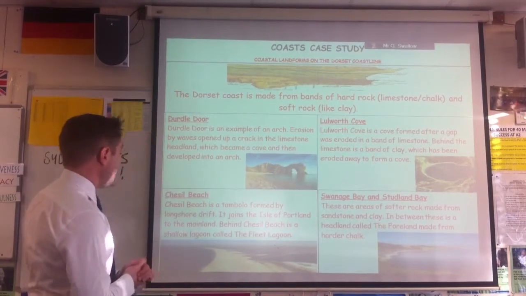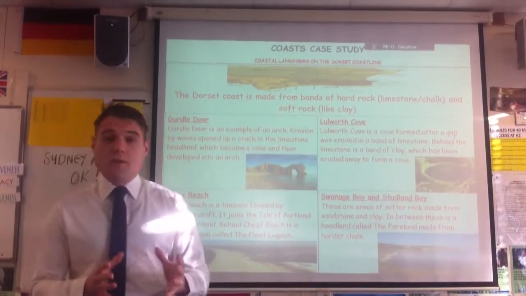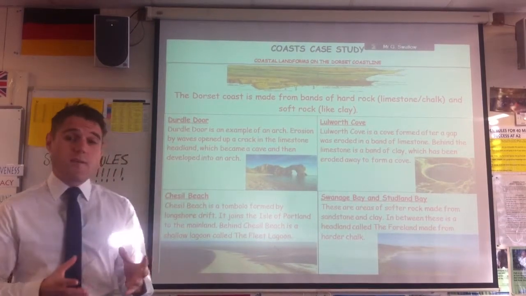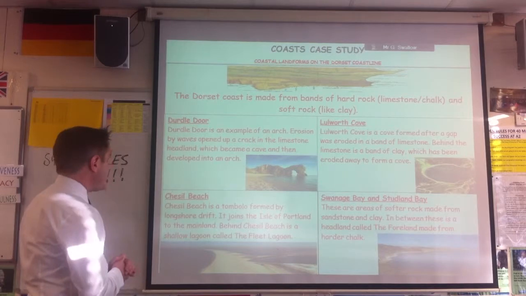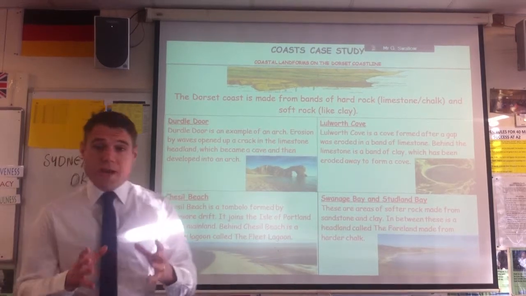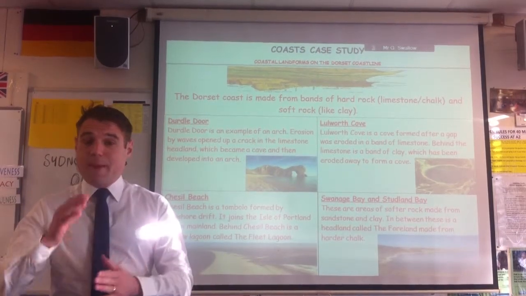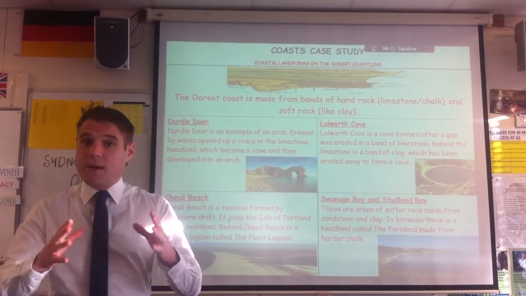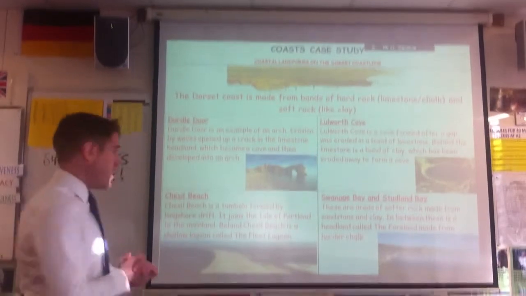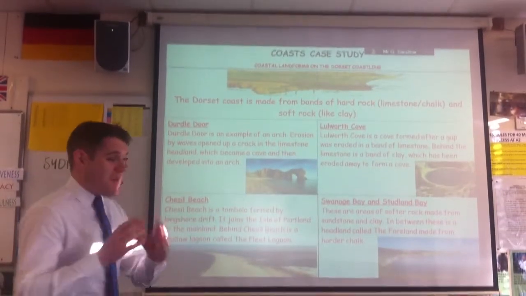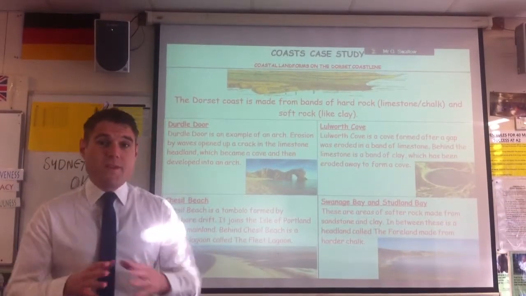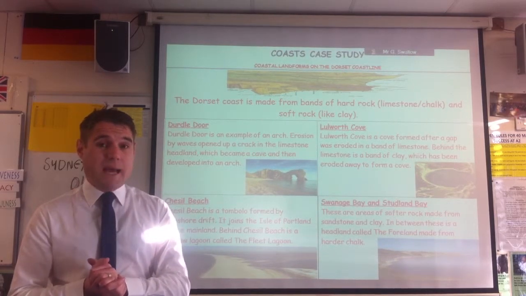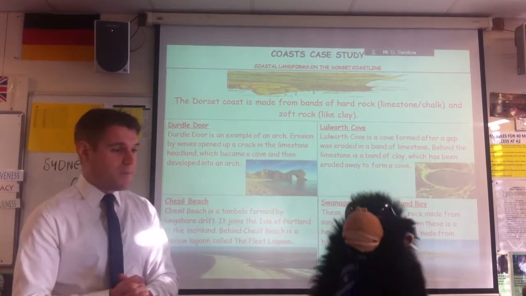The first of all is Durdle Door. Durdle Door is an example of an arch. An arch is created first of all by erosion, and it's when the waves crash against a headland, they make a crack in that headland, which over time leads to a bigger crack and eventually leads to an arch. After an arch has been created, there are occasions when the gravity pulls down on that arch and turns it into a stack, but we'll talk more about that later.